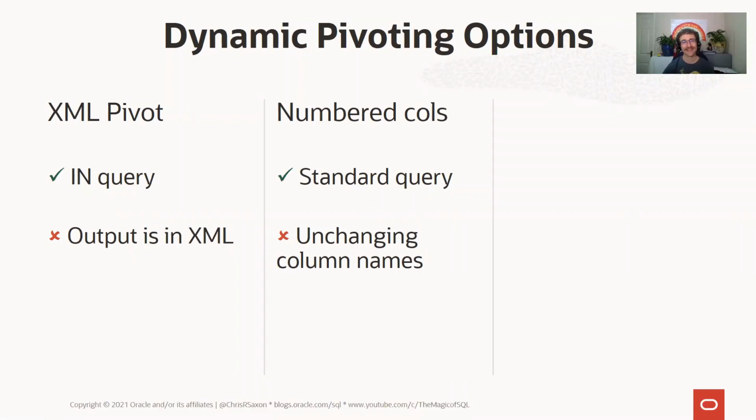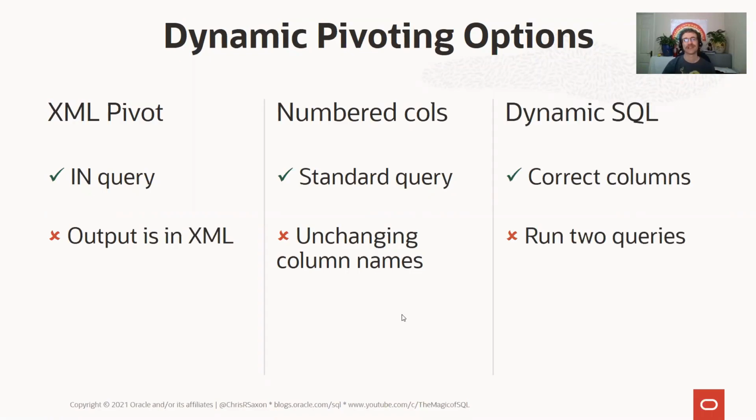So is there a way where we can just have a query and generate the columns that we want in the output based on some subquery, for example? And the answer is yes, but in order to do that, we need some form of dynamic SQL.